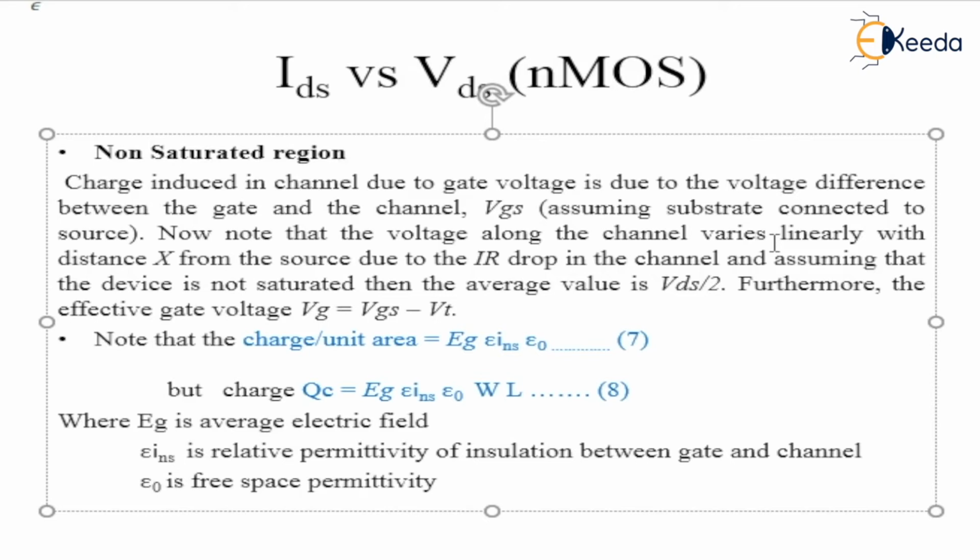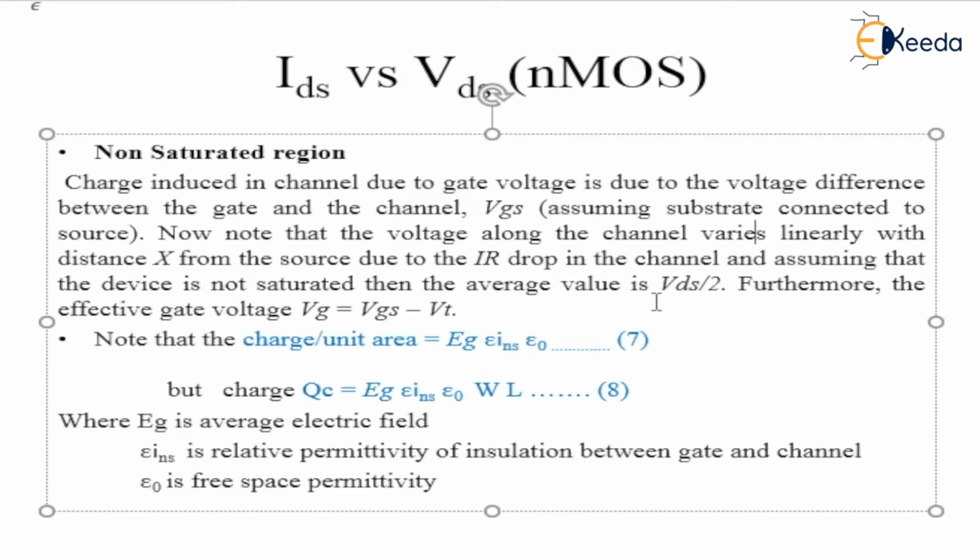The first voltage is the effective voltage VGS minus VT, and it also generates an average value of voltage, VDS by 2. So two voltages exist in the channel under non-saturated or linear mode of operation. One is VGS minus VT and the second one is VDS by 2. Do remember these 2 points. We will discuss that in the next slides.